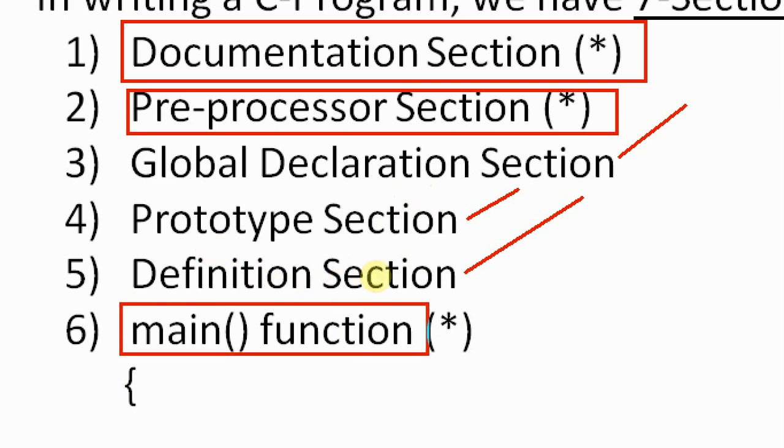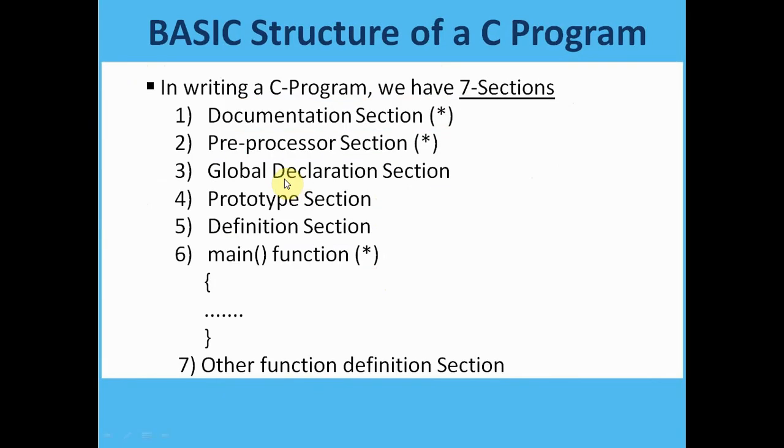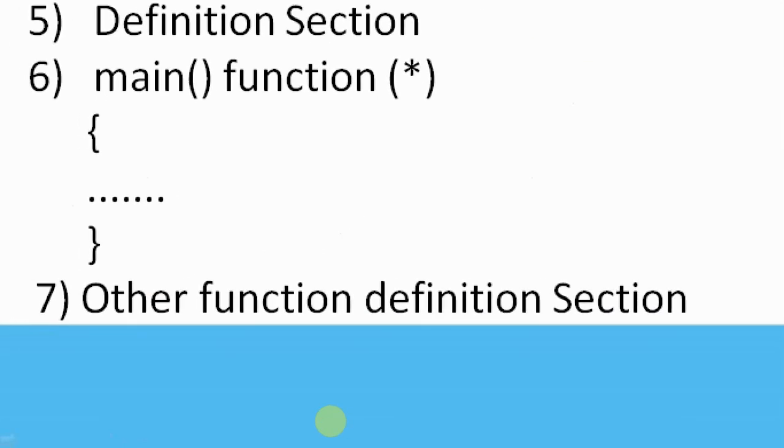This is important for us. The main function is the starting point of execution of a C program. Your program execution starts with the main function. It is a standard for executing any program on a system. And finally, the last section is the other function definition section. This other function definition section, we'll see it later.